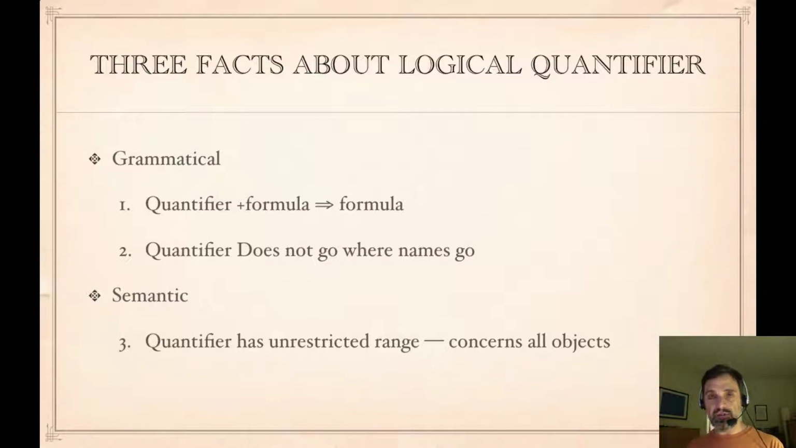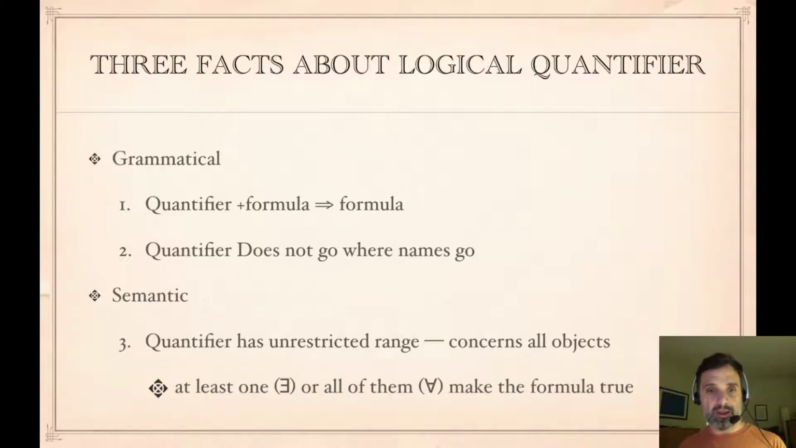And so if the existential is false, then none of the objects have the property. So the existential quantifier cares just as much about all of the objects as the universal does. It just asks less of them, if that makes sense. At least one of all of the objects, or just all of the objects, have to make the formula true.